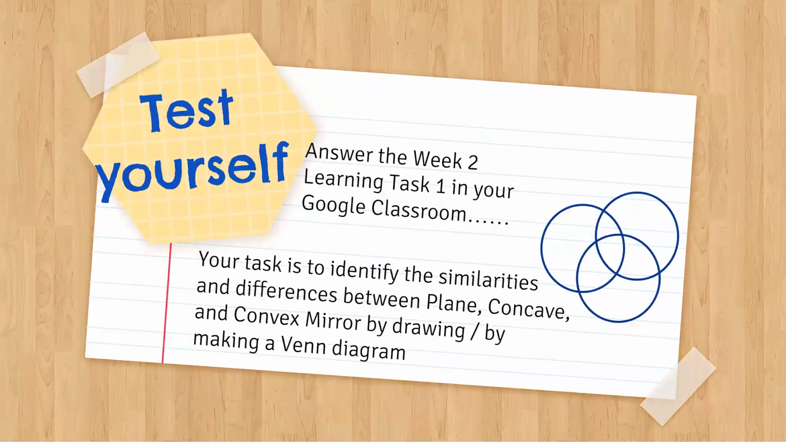Test yourself. Answer the Week 2 learning task in your Google Classroom. Your task is to identify the similarities and differences between plane, concave, and convex mirror by drawing or by making a Venn diagram. You can pause this video to answer it now, or you can also do it later.